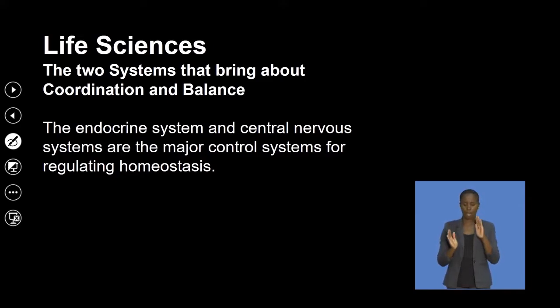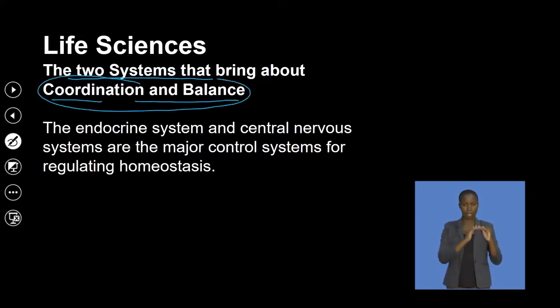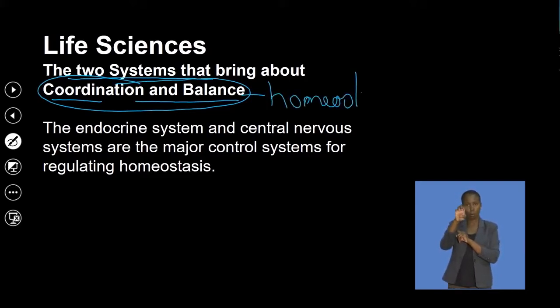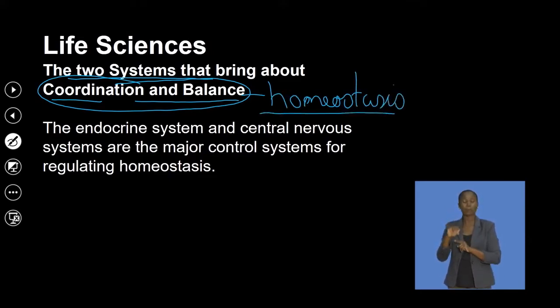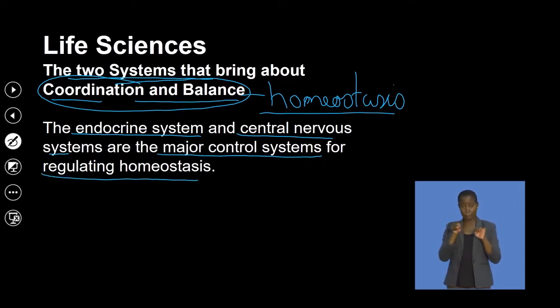So as I mentioned, there are two systems that bring about coordination and balance. And remember that coordination and balance is the term we refer to as homeostasis. So another way to say balance and equilibrium or coordination is homeostasis. So the endocrine system and the central nervous system are major control systems for regulating homeostasis.